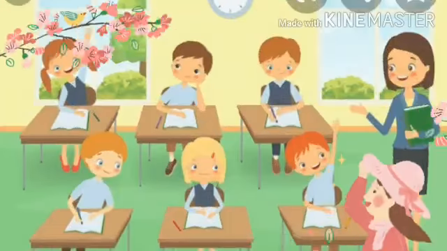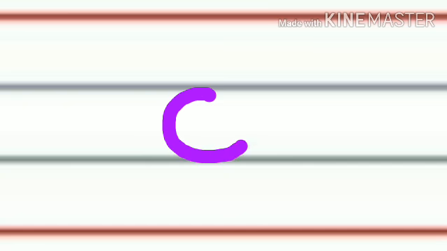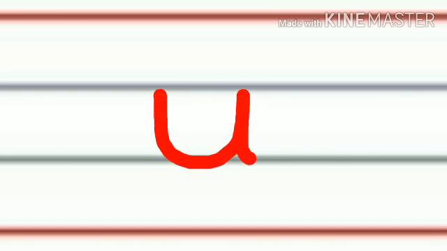Now, trace the letter. Copy the letter. Akshar girva, pahun liha. Circle. O. Down. Upside half circle. Up. Down. U.